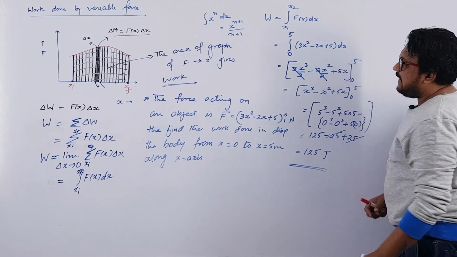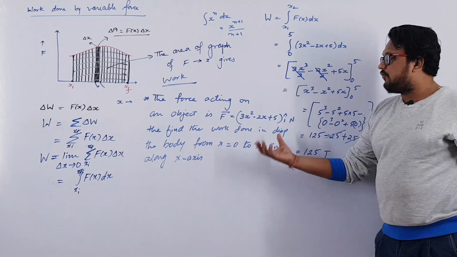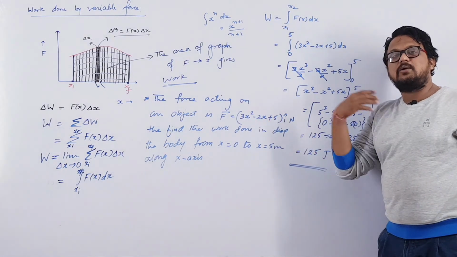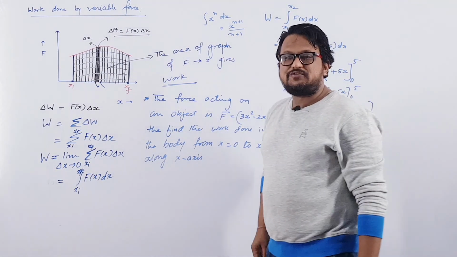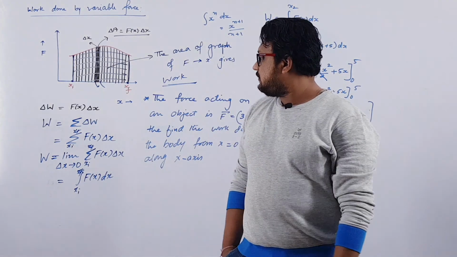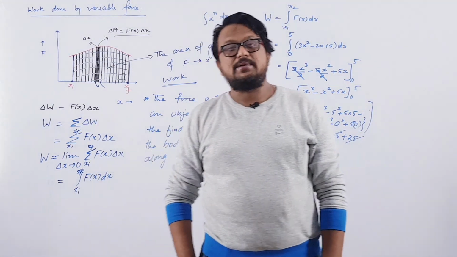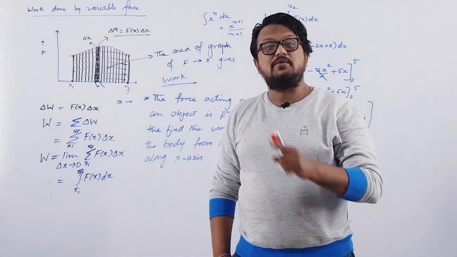So MCQs can be asked based on this concept like this, right? Find the work done for the force acting on a body given by this along x-axis, along y-axis, whatever it may be. Clear? So this is it for this video lecture. In the next video lecture, we will definitely solve a few more examples based on this concept, and then we are going to discuss the work energy theorem under the influence of variable force.